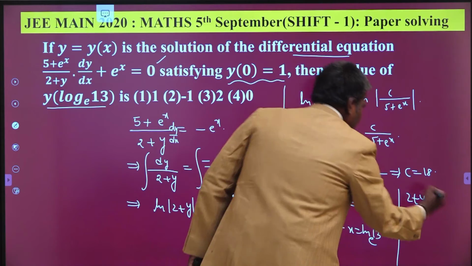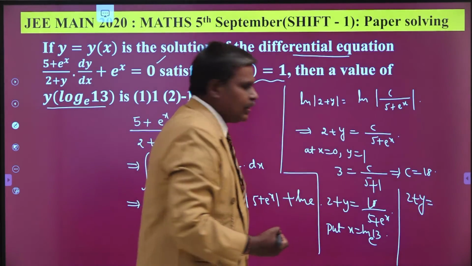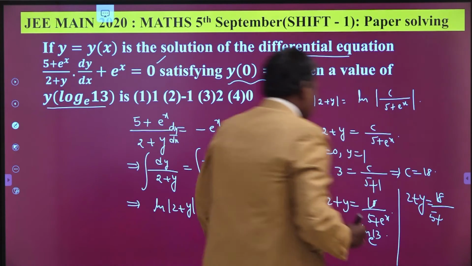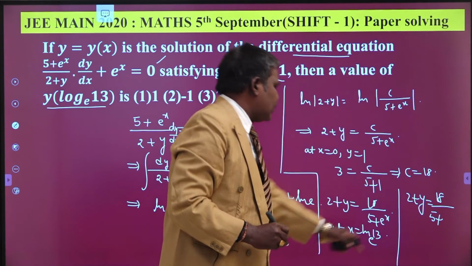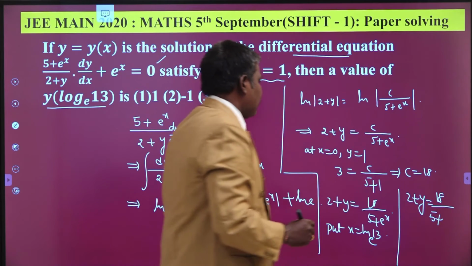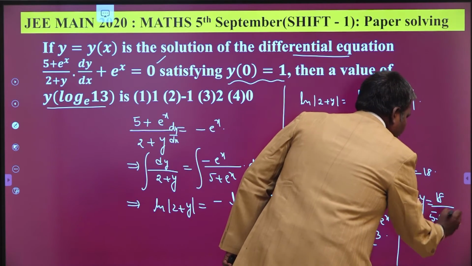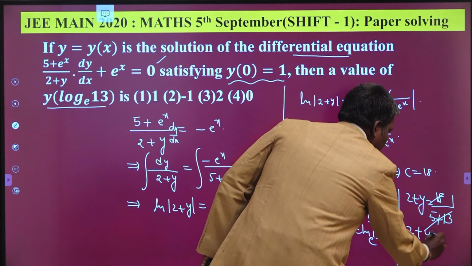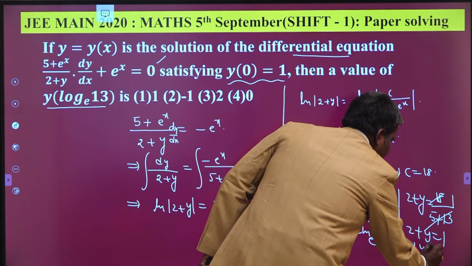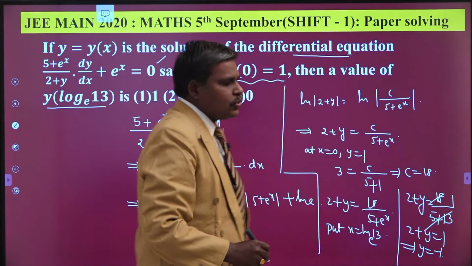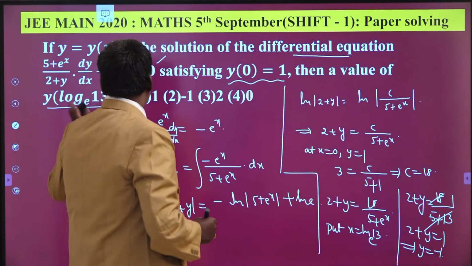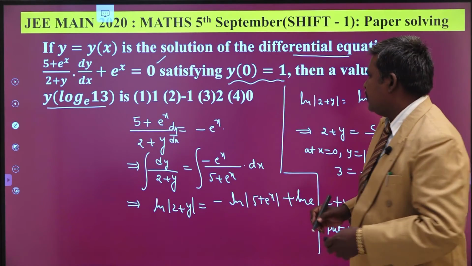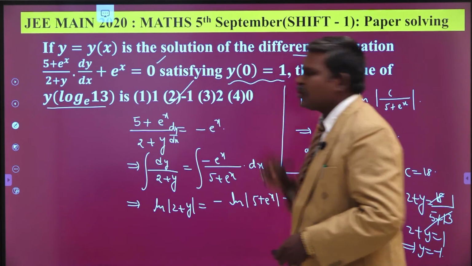2 plus y is equal to 18 whole divided by 5 plus e power x, e power log 13 to the base e. E power log 13 to the base e, we mean 13. So 5 plus 13 is 18, 18 gets cancelled. 2 plus y is equal to 1. Immediately we obtain y is equal to minus 1. So in this manner we can calculate the value of y when x is equal to log 13 to the base e. So the answer is minus 1, option 2.